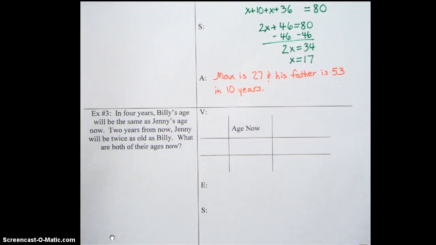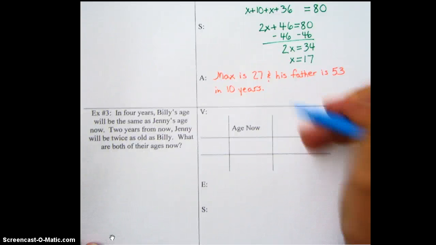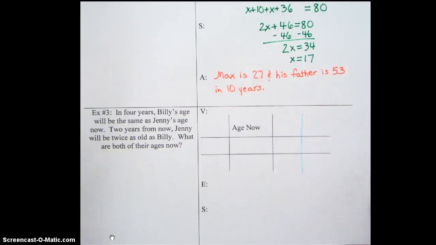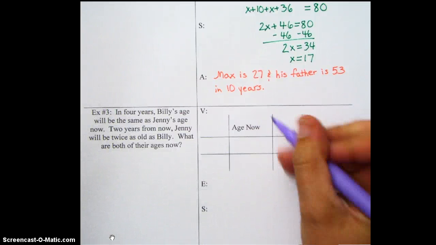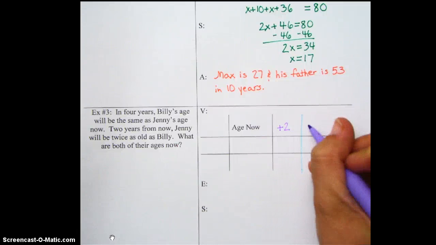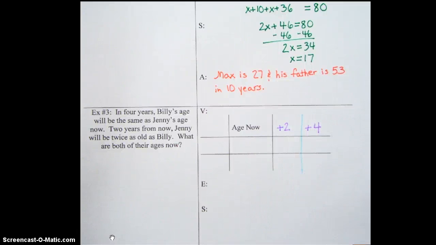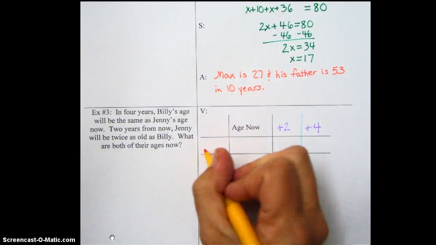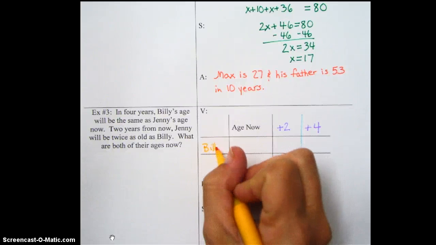In the next example, it's slightly more complicated. We need to add an extra column. So it says in 4 years, Billy's age will be the same as Jenny's age now. 2 years from now, Jenny will be twice as old as Billy. We have two different things going on here. We have in 2 years, and we have in 4 years. Our two people are going to be Billy and Jenny.